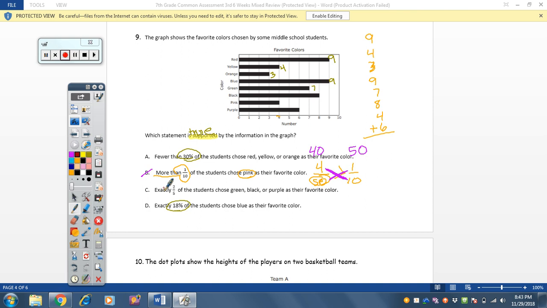C is the other one without a percent. Says exactly 2/5 of the students chose green, black, or purple as their favorite color. So exactly 2/5 means it's equal to 2/5. We know our bottom number is 50 because that's the total. Green, black, or purple. You are going to have to add green, black, and purple.